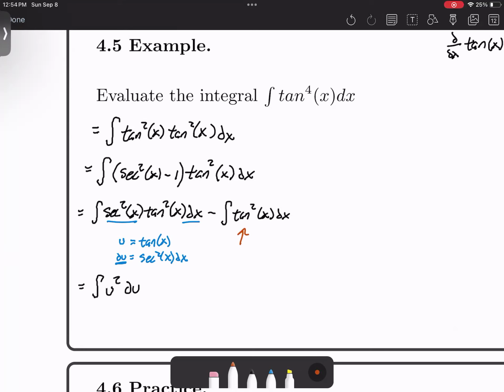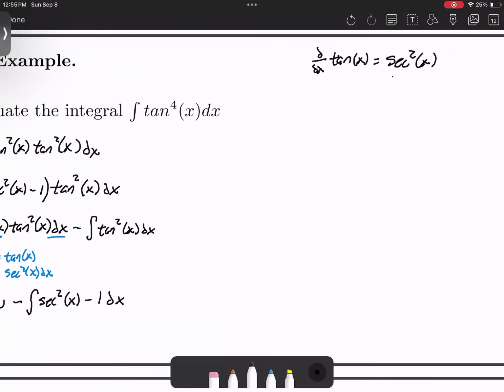This integral of tangent squared needs a little bit more work. We should rewrite that tangent squared as a secant squared minus 1, because the antiderivative of secant squared is known. Secant squared will anti-differentiate back to tangent.